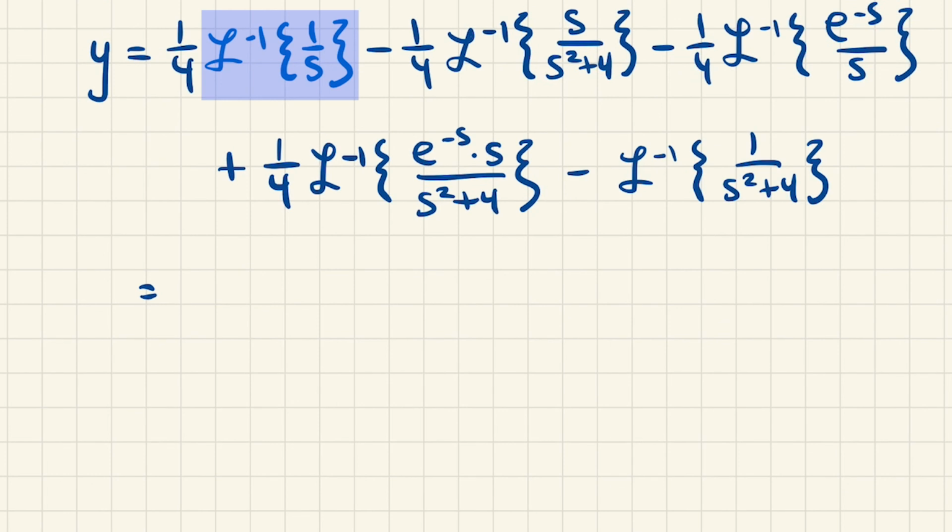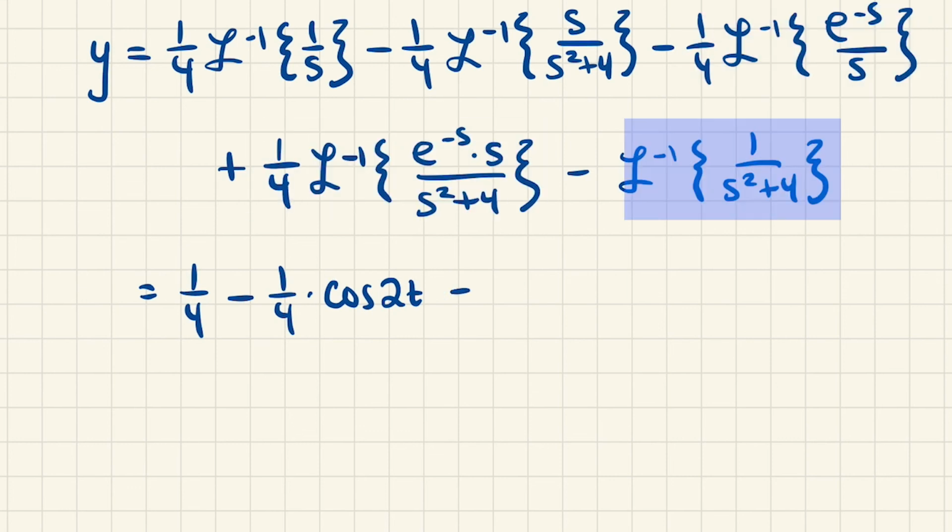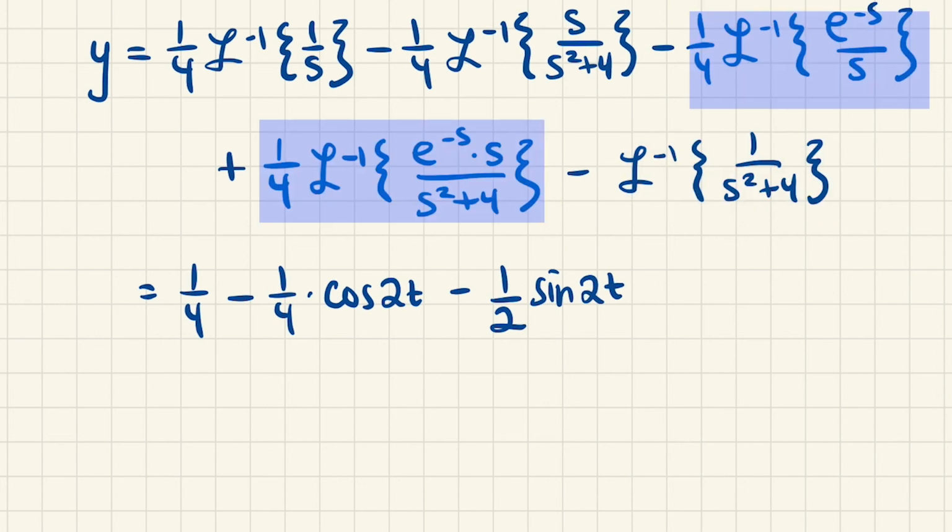Inverse Laplace of 1 over s is, of course, just 1, so we have 1/4. Minus 1/4 times the inverse Laplace of this thing is going to be cosine of 2t. We'll leave that one, minus this one, which isn't quite ready because we need to do the multiply by 1/2 in order to create a 2 in this numerator. So let's just pretend like we did that, and we're going to get negative 1/2 sine of 2t. All right, and now we finally need to deal with these terms that have the exponentials.